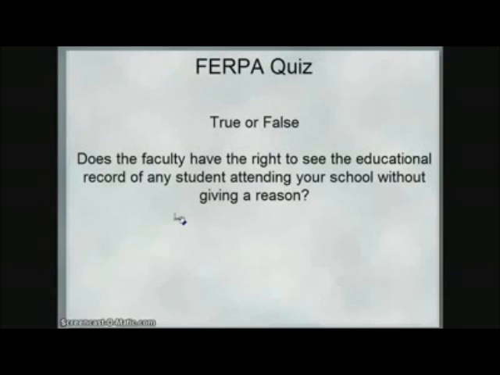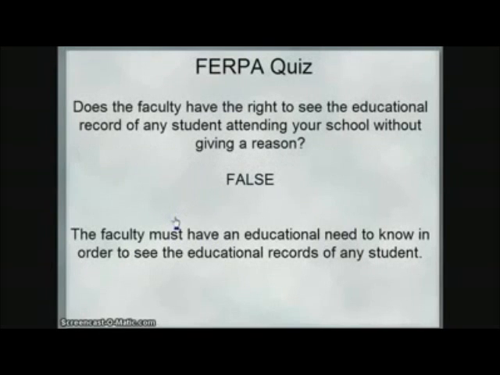Does the faculty have the right to see the educational record of a student attending your school without giving a reason? Again, false. There must be an educational need to know. In brief, when in doubt, do not release any information.